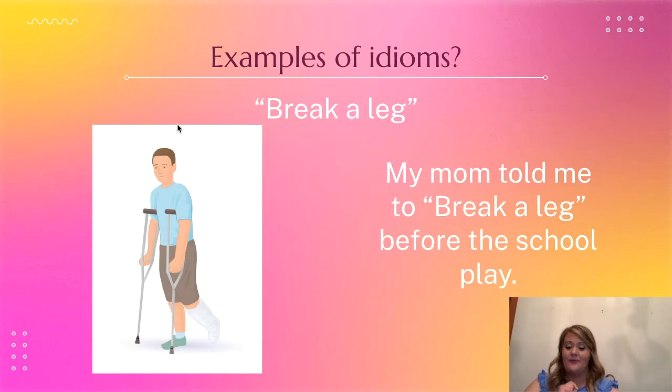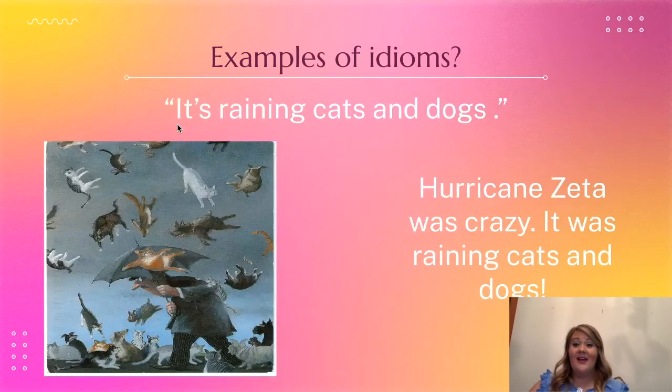I've got a sentence for us. My mom told me to break a leg before the school play. If I was going to be performing, usually people wish you good luck. So I bet break a leg means to wish you good luck. Let's look at one more example. It's raining cats and dogs.